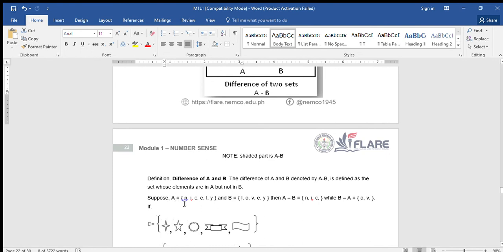So, suppose A is equal to N, I, C, E, and B is equal to L, O, V, E. Then for A minus B, again, those are the elements of A that are not in B. So, N is an element of A. Is N found in B? No. So, we write it in A minus B. Is I an element of B? No. So, we write I. Is C in B? No also. So, we write C. E is in B, so we will not include it. So, the A minus B here is equal to N, I, C.